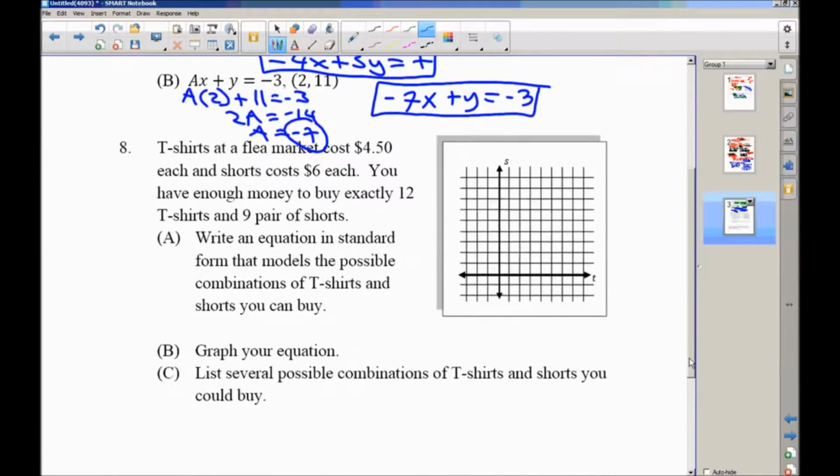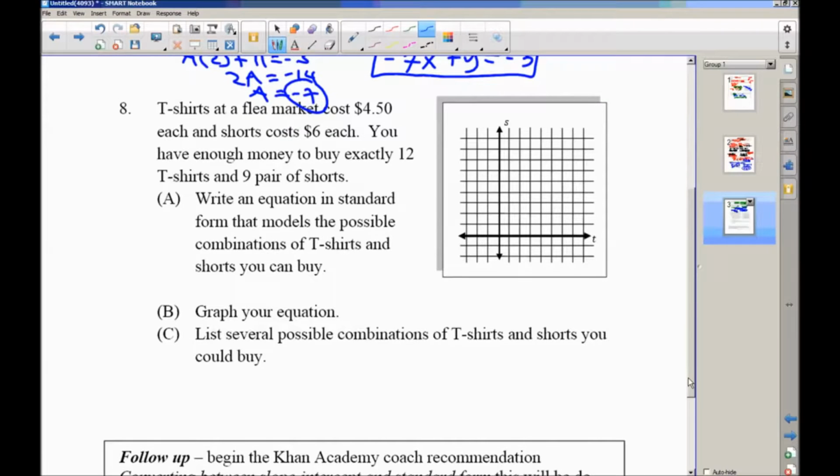All right, our last question. T-shirts at the flea market cost $4.50 each, and shorts cost $6 each. You have enough money to buy exactly 12 t-shirts and 9 pair of shorts. Write an equation in standard form that models the possible combinations of t-shirts and shorts that you can buy. All right, so we want to know what can we get. We can buy exactly 12 t-shirts and we can buy exactly 9 pair of shorts.